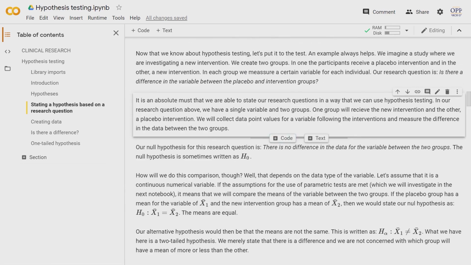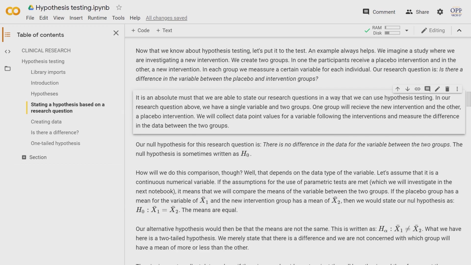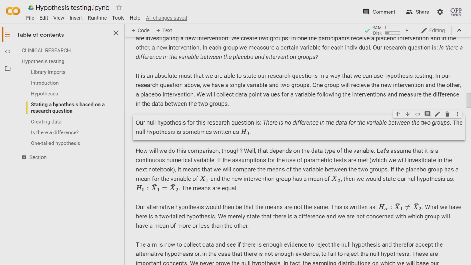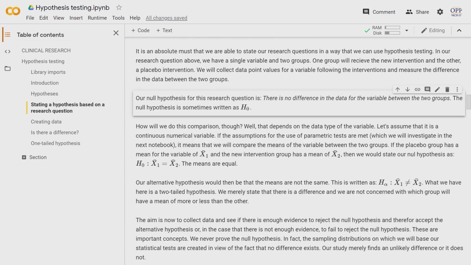Now, our null hypothesis is that there is not going to be a difference. And in this explanation of hypothesis testing and the example that we're going to run through, the test statistic that we're going to be interested in is the mean. There are many others that we can test, but we're just stuck with the mean. So is there a difference in the mean for that variable between these two groups? And we usually write the null hypothesis as H sub 0, as you can see there. So that is our null hypothesis. There's no difference in the data for the variable between the two groups. And in this instance, I mean the mean between the two groups. And that's what we write there.